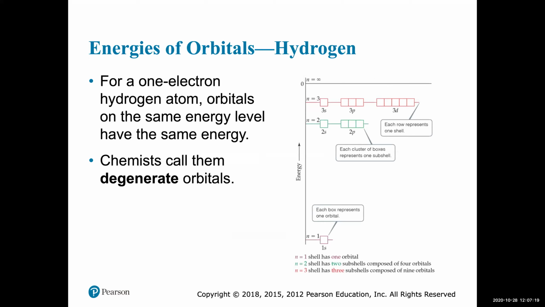When you look at energy levels and talk about hydrogen, drawing it this way, each of these boxes represents an orbital. You see n equals 1, then we go to n equals 2, where we have 2s and 2p subshells. Those are at the same energy level. 3 is drawn at the same energy level as well. When orbitals are at the same energy level, we call that degenerate. The problem with this is that it's not correct.